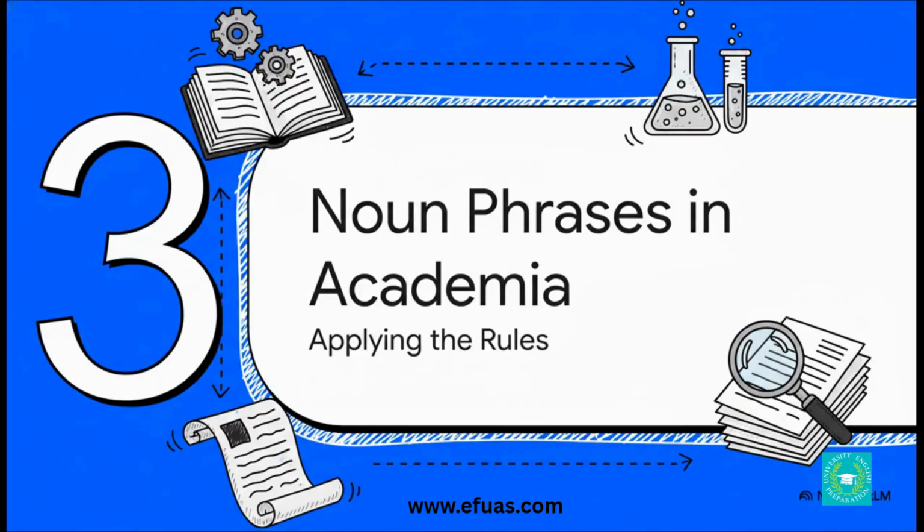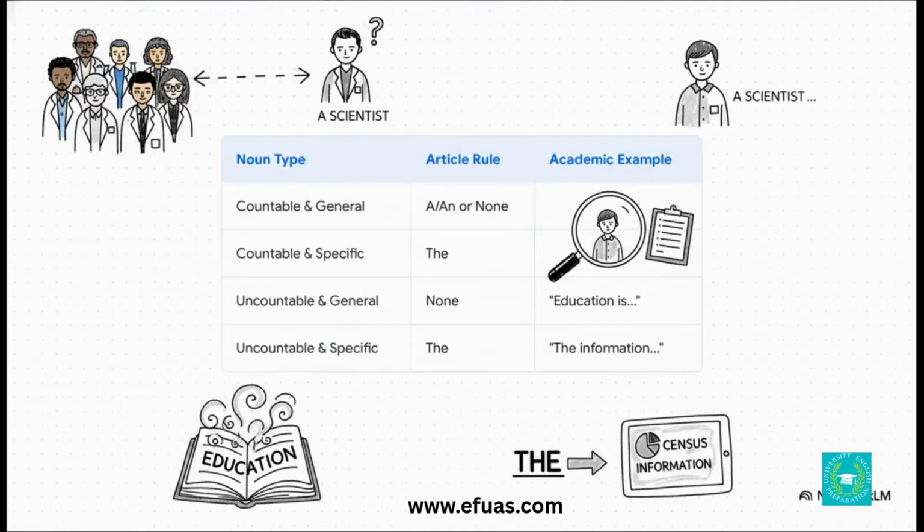All right, so we've got the basic rules. Now, let's put them to work. Let's see how all of this actually looks when you're writing a university paper. This table really brings it all together, so let's walk through this nice and slow. First step, if your noun is countable and general, you can use a or an. For example, a scientist must remain objective. We mean any scientist, right? Now, if it's countable but specific, you need the, like the participant in the study reported. We're talking about one particular person.